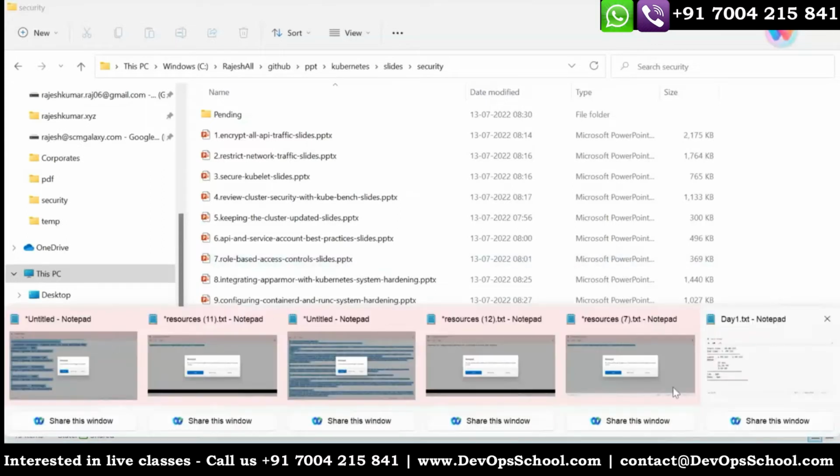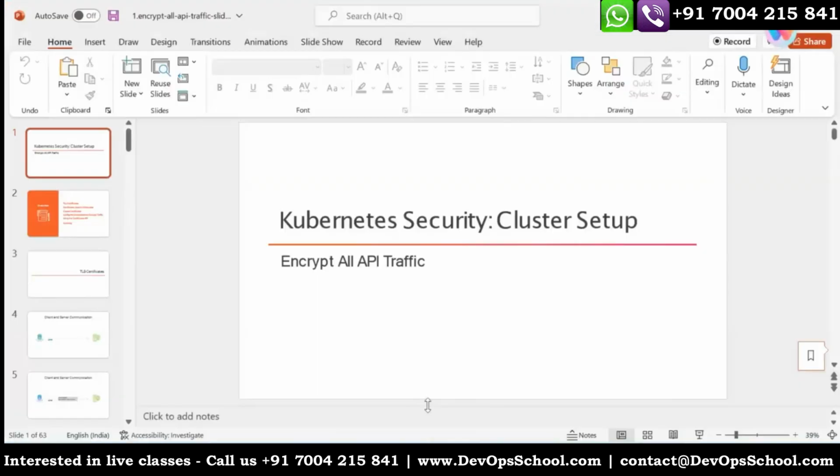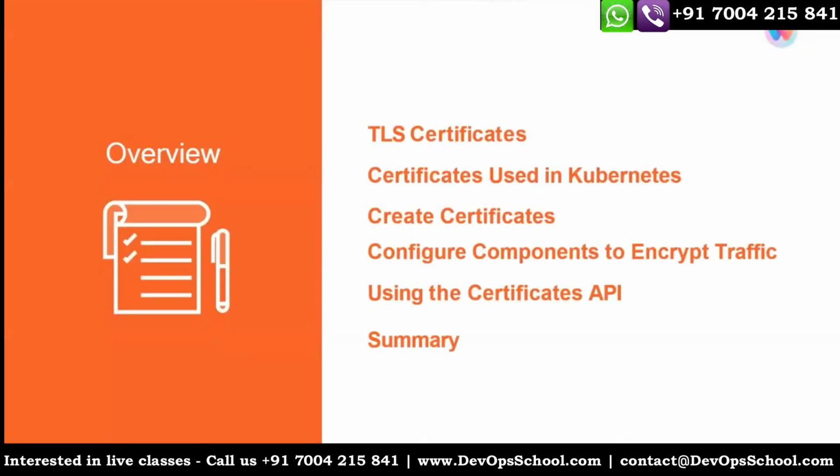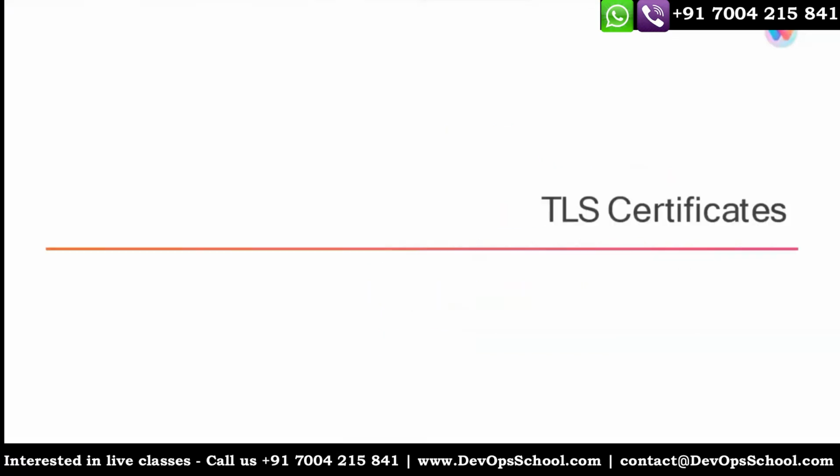So first thing, we are going to understand security practices which we follow during the cluster setup. In Kubernetes, we encrypt all API traffic. So all the API traffic which we are using is encrypted. For that, you need to have a little bit of idea about the TLS certificates used in Kubernetes. We'll create certificates, configure components to encrypt the traffic, and use the certificate API and stuff like that.